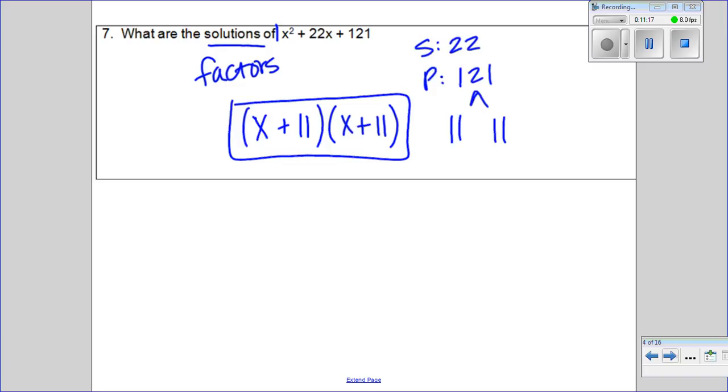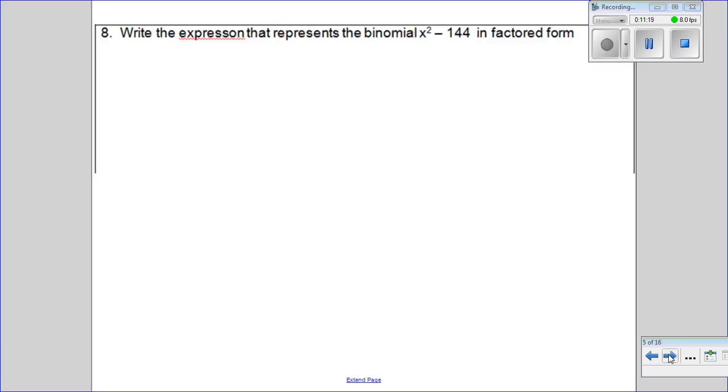Okay, number 8. Write an expression that represents the binomial x squared minus 144 in factored form. So factored form and expression. This is just asking me for the factors.